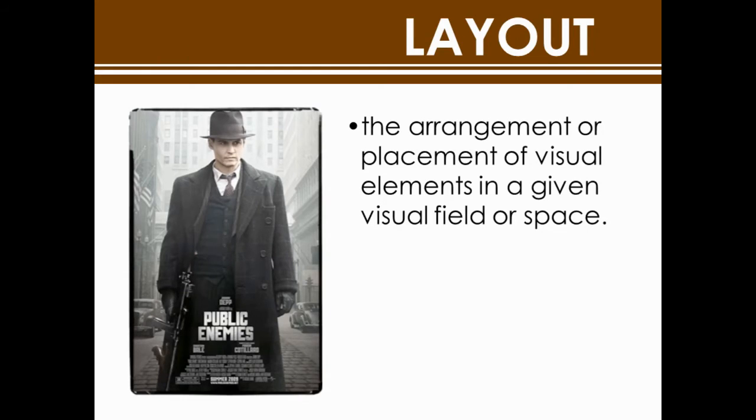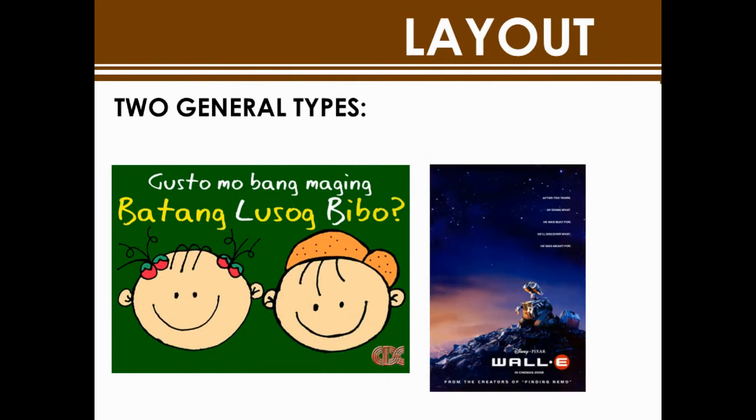Layout or composition refers to the arrangement of pictorial elements and words or texts to be included in a visual material on a given space. In general, there are two types of layout. The first type is called symmetrical or formal layout. In this layout, we divide the visual space either vertically, horizontally, or diagonally, and distribute the elements on two sides of a given axis to come up with a balanced layout.